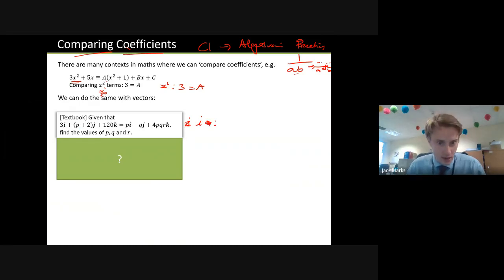So I would do something like that. I colon, so on the left, there's a 3. No other ones. On the right, there is p. So that's an equation. In fact, that's kind of just solved something, hasn't it? 3 equals p. Then you look at j. So there is p plus 2 on the left. On the right, for j, there is minus q.